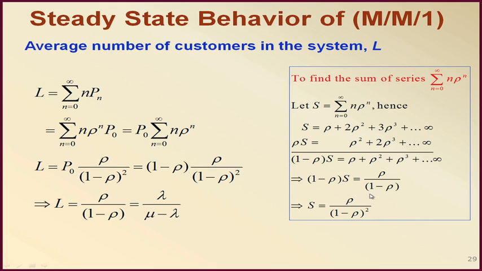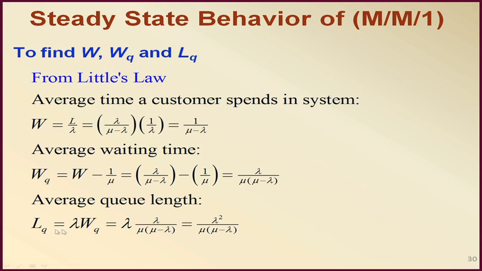So, now put that sum here, L equal to p0 rho by (1 minus rho) square, but p0 equal to 1 minus rho. So, you can remove 1 minus rho from numerator and denominator, and therefore, L equal to rho by 1 minus rho, which is lambda by mu minus lambda, but this formula is easy to remember, L equal to rho by 1 minus rho, right.